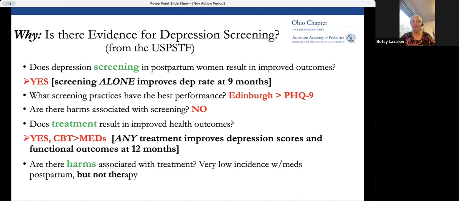And then we found that the Edinburgh tends to be the best postpartum, but PHQ-9 is still adequate. And there's really no negative consequences to screening. And treatment does improve health outcomes for moms, for the families. So there's good evidence that cognitive behavioral therapy and then meds will help, but any treatment improves depression and functional outcomes at 12 months. Is there any harms associated with treatment? None with cognitive behavioral therapy, but a very low incidence with meds postpartum. And some of that is just related to some differences with breastfeeding.